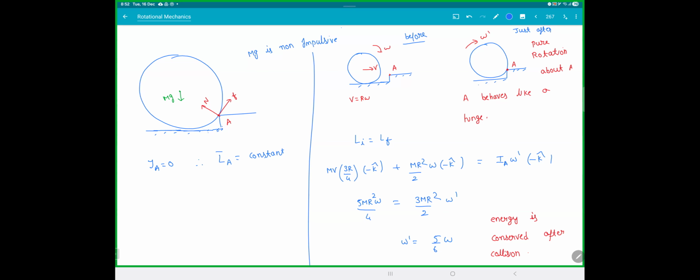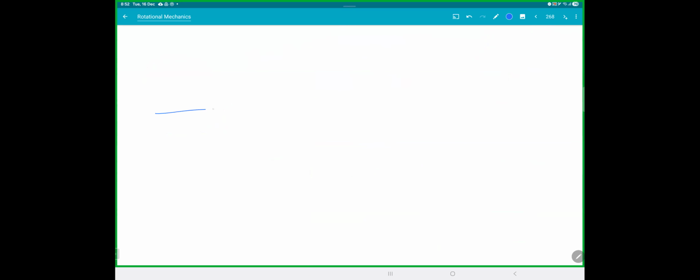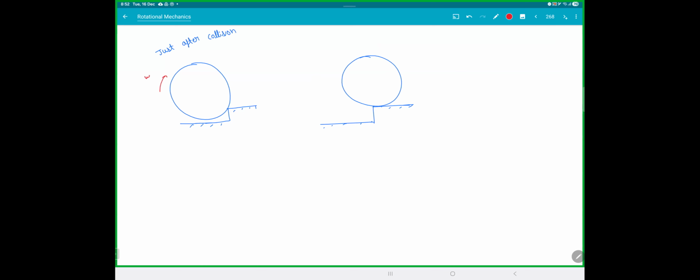Then the next part. So collision is done. You got stuck to that point, and then finally you have climbed that step. This is just after collision. Your angular velocity is omega dash. Here omega is 0 because you came to rest.